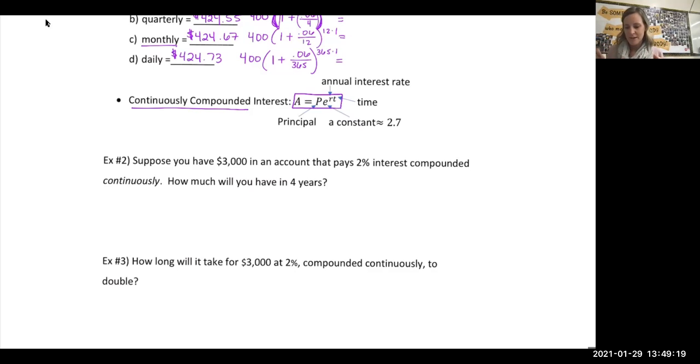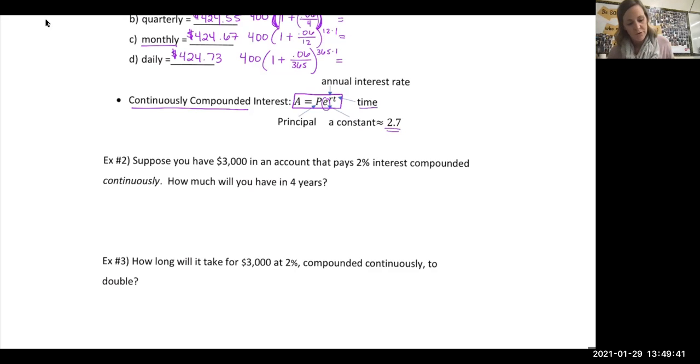You get 2.71828182. It's this number. So we say it's about 2.7. Don't use 2.7, use e. Okay, we want the exact. r is your annual interest rate. t is your time. Okay, so I'm going to show you how we work with Pert.